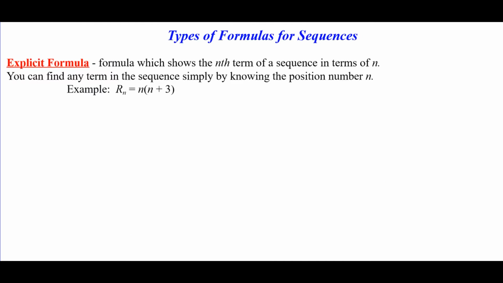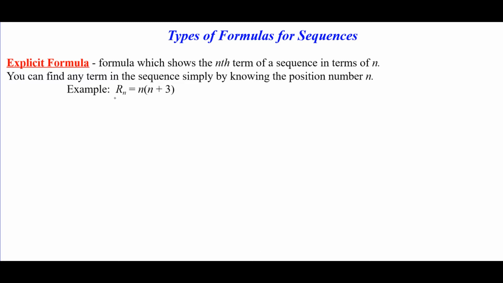There's two different ways that we can write formulas for sequences, and the first is an explicit formula, and this is what you're probably more familiar with. So an explicit formula gives us a formula which shows the nth term of the sequence in terms of n. So basically this is telling us that we can find any term if we simply know its position.